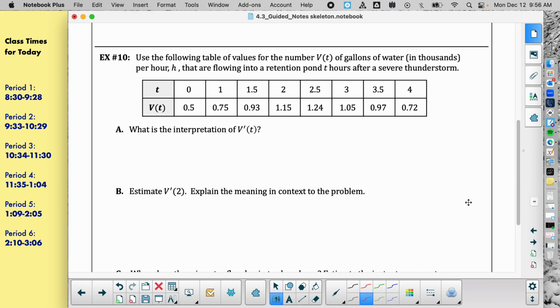So question 10. I wanted to approach this one because it's in table form, so I felt like that might be slightly more difficult, or just different. It says the following table of values represent the number of gallons of water in thousands per hour that are flowing into a retention pond T hours after a thunderstorm.